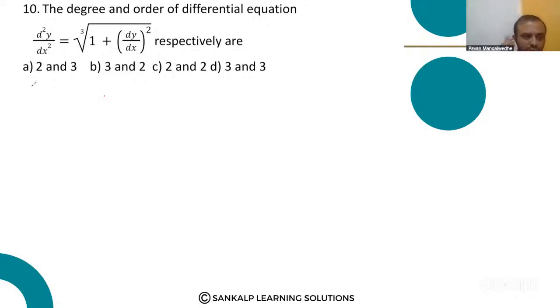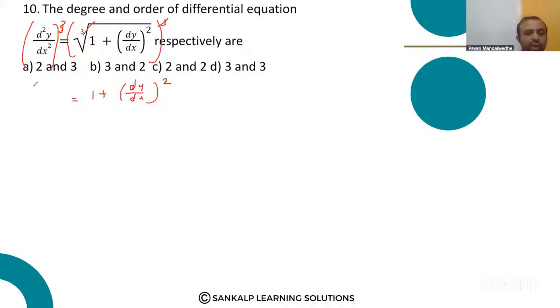So to eliminate the cube root, we have to raise the power by 3 on both sides. Correct? So when it is raised to 3, it will get cancelled out. Then the given equation will be d square y by dx square raised to 3 is equal to 1 plus dy by dx the whole square on the right hand side, and the left hand side I already wrote here.